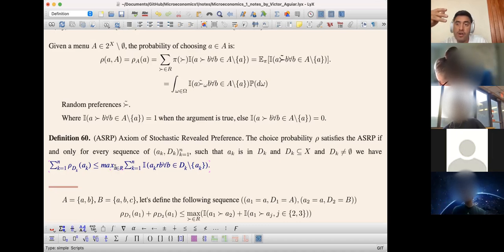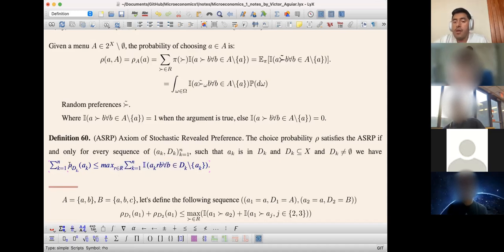In the case of 3 goods, there are 6 rankings, right? Then I'm maximizing over the 6 rankings. If I have n goods, then I'm going to have n factorial, right? And then I'm going to take the summation over each sequence. And the axiom requires that this summation over indicators, so either 1 or 0, is always above the summation over these probabilities.